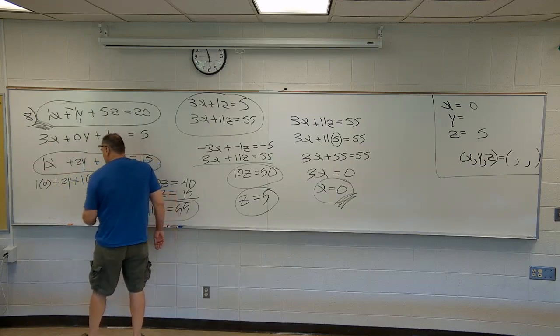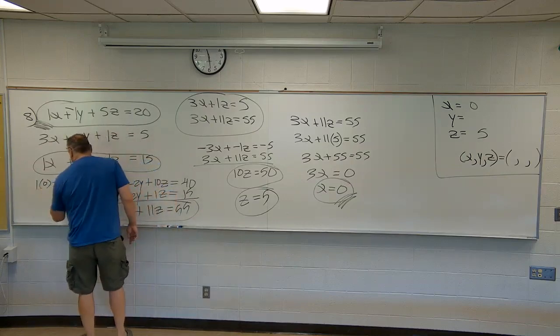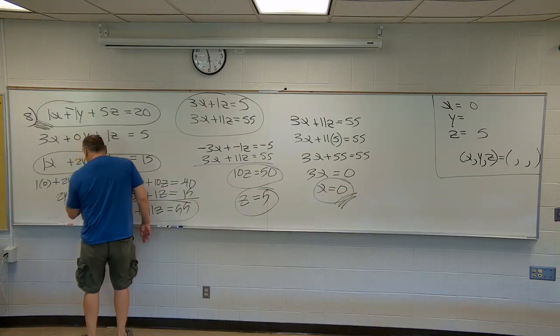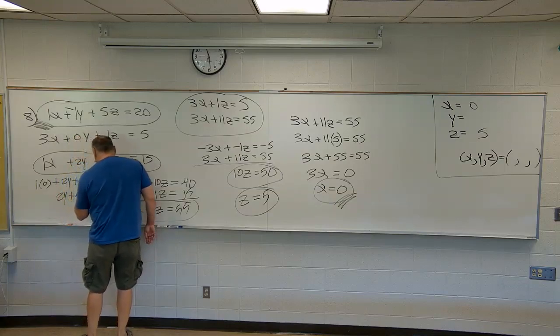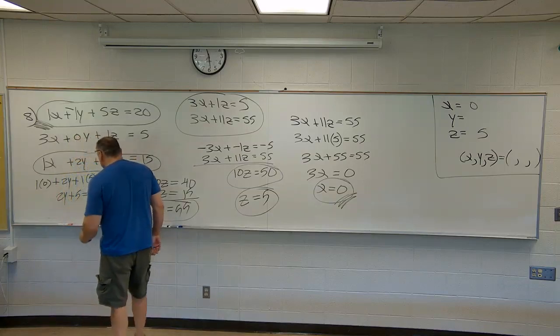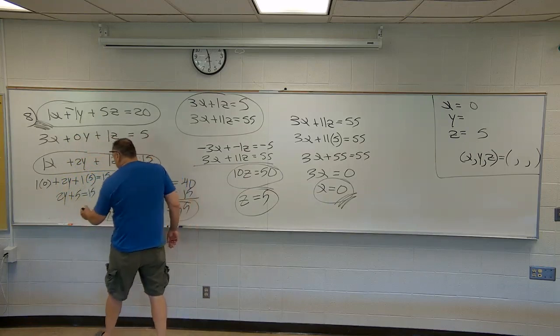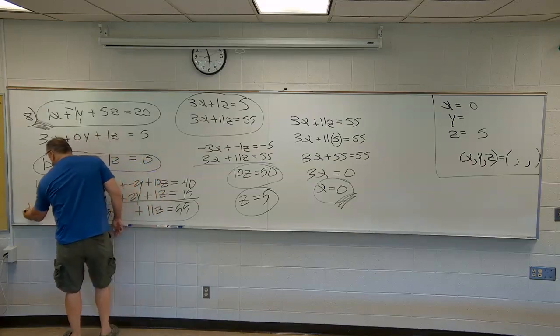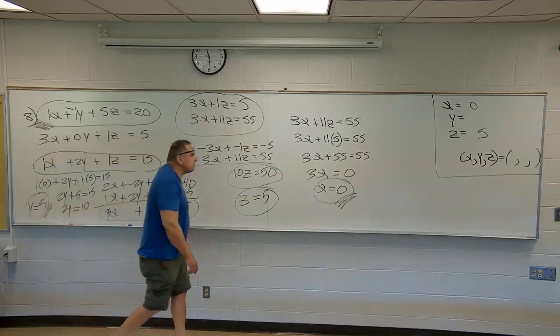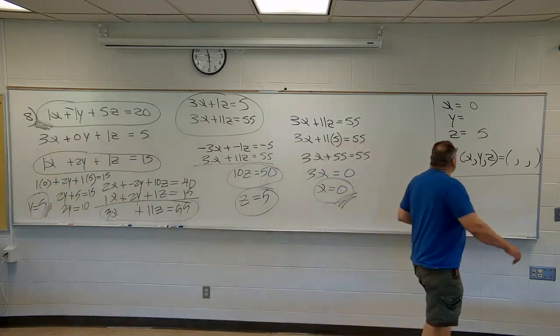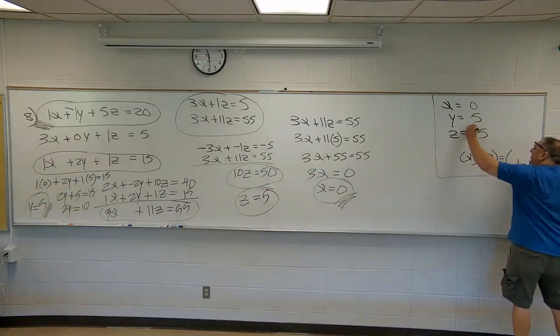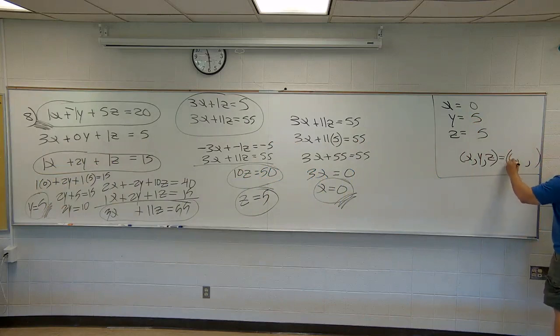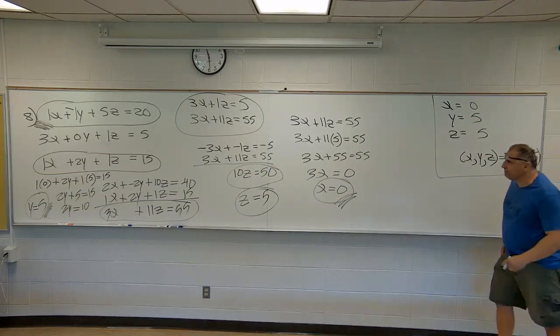Equals 15. 1 times 0 is 0. You got 2y plus 1 times 5, which is 5, is equal to 15. Subtract 5 on each side. 2y is equal to 10. Divide by 2 on each side. Y is equal to 5. X equals 0, y equals 5, z equals 5.